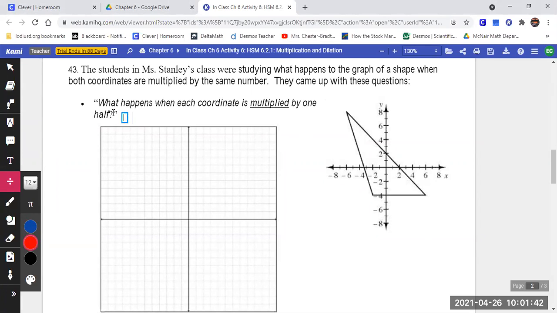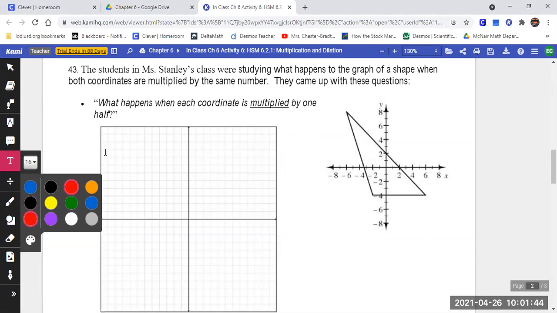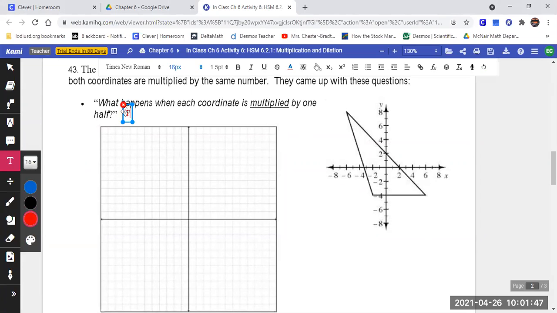So what happens when each coordinate is multiplied by 1/2? The triangle will be 1/4 as large as the original. And we're going to go see that happen. Okay, we're going to go graph it and see it happen.